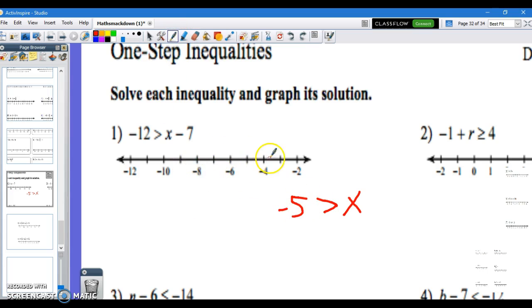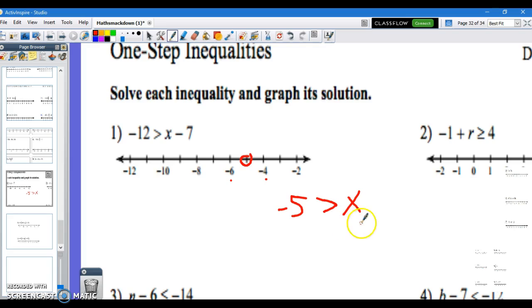I'm going to circle my negative 5, which is right here. And then it is not going to be a closed-in circle. So I'm going to take a look at the numbers that I have beside it. I have a negative 6 and a negative 4. So I'm going to put my negative 6 and my negative 4 under my x.